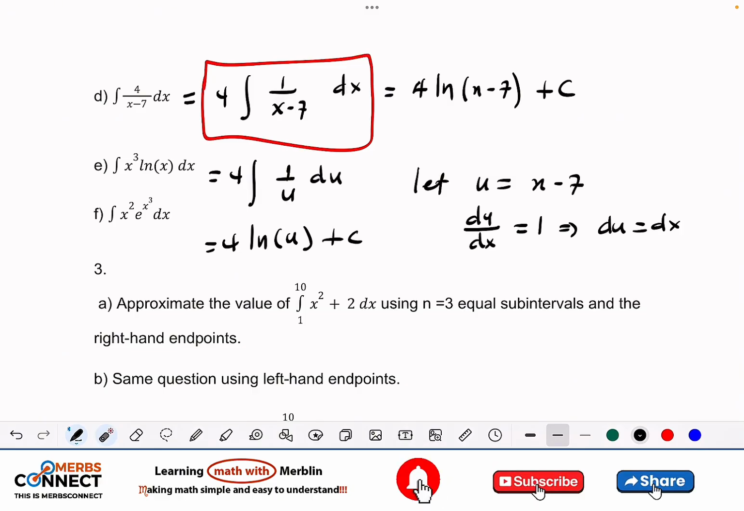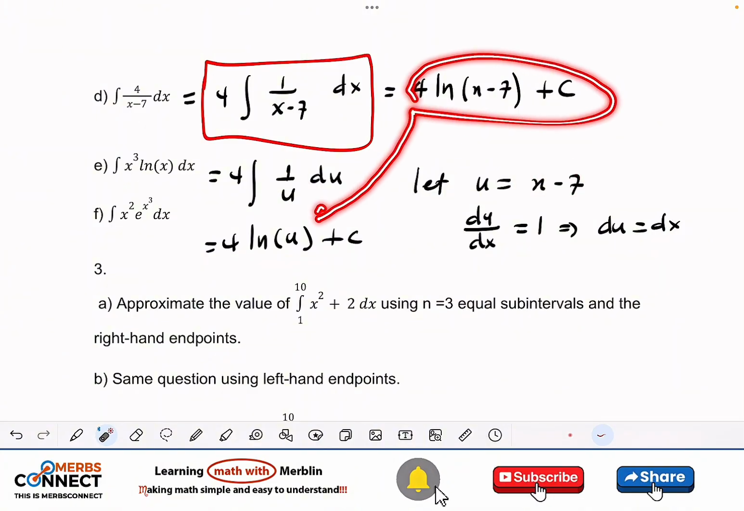But here, because it is indefinite, we didn't change any limit, so the function is still in terms of x. So we need to look for u and replace it. We know that u is equal to x minus 7. When we do the replacement, you will see that this will be natural log of x minus 7, then we have the plus c here.